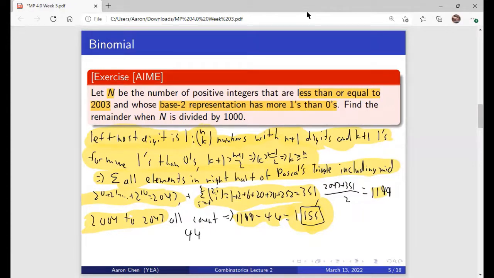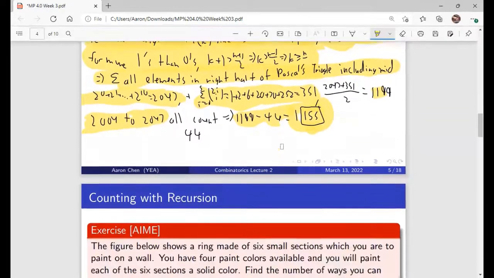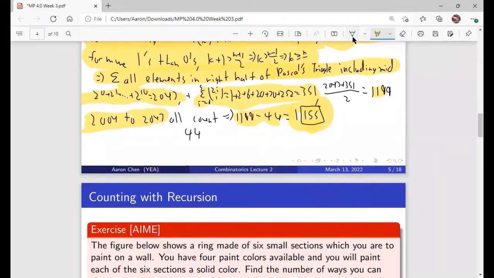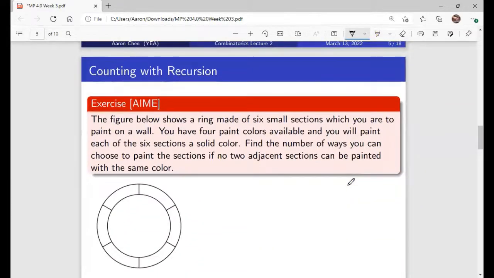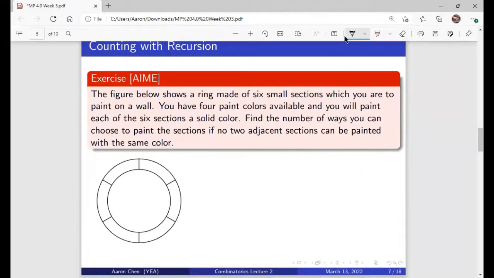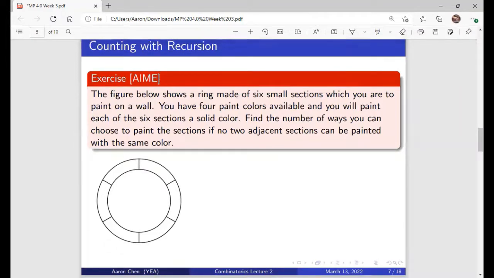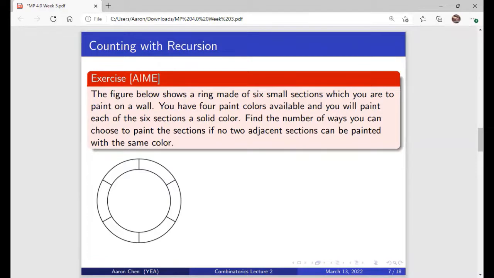So that's it for the binomial section. And so now, once again, if anyone has any questions, please tell it to me in some way. And if not, you can try this problem on your own and private message me if you get an answer.